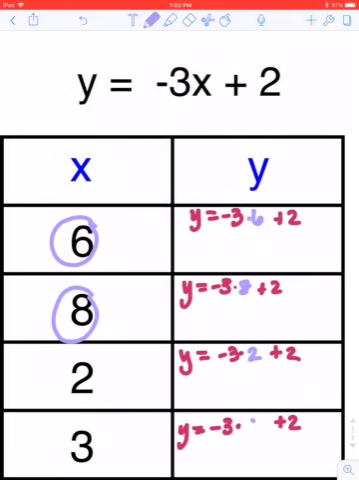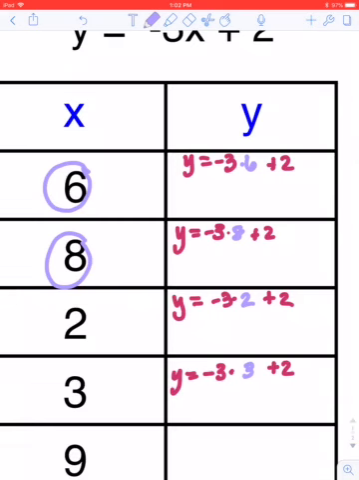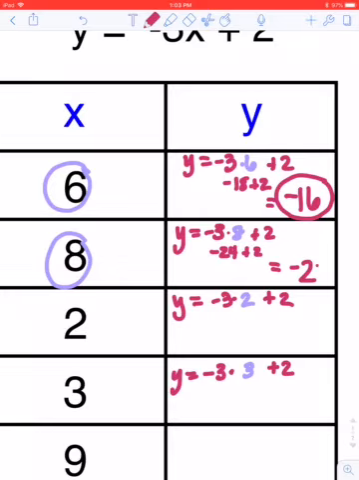Okay, so let's see what we get here. First one, negative 3 times 6, that's negative 18. Then plus 2, that gives me a final answer of negative 16. Next one, negative 3 times 8 is negative 24. Plus 2 gives me a final answer of negative 22. Next one, negative 3 times 2 is negative 6. Plus 2 is negative 4.